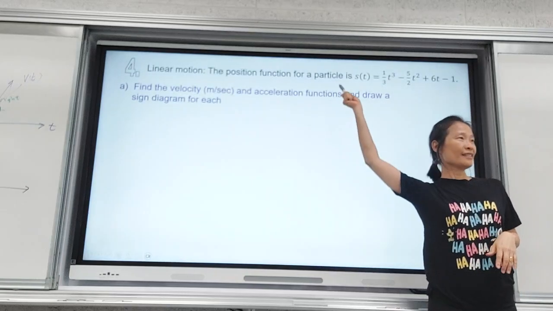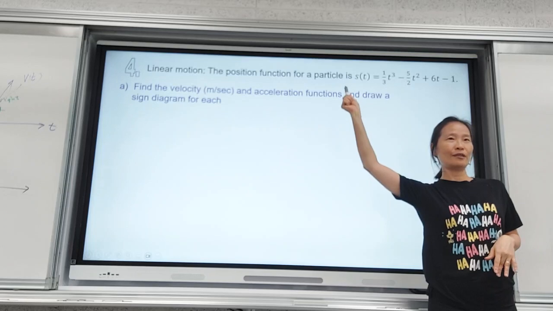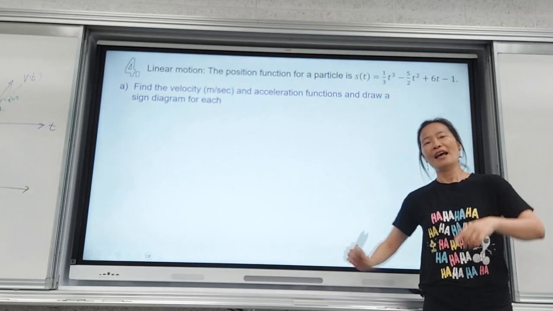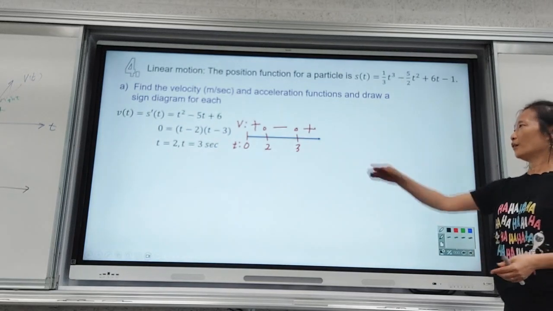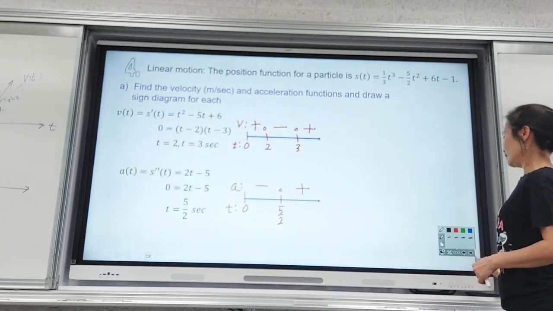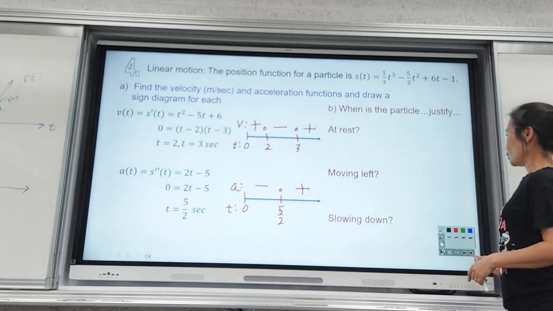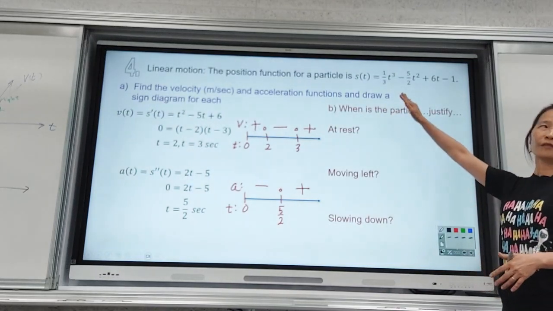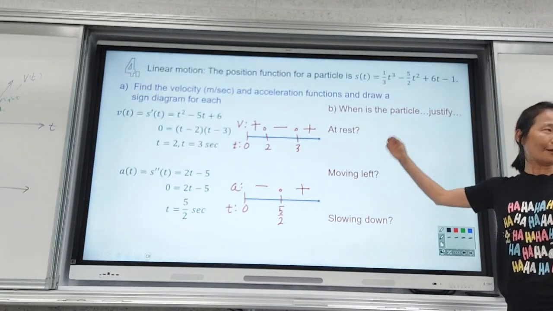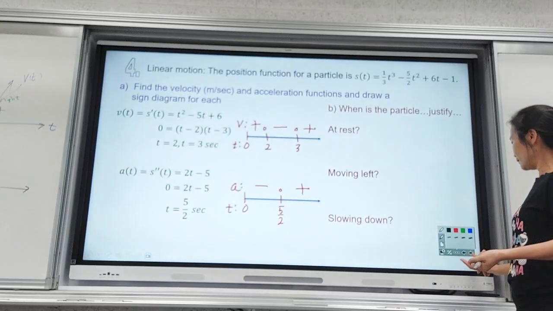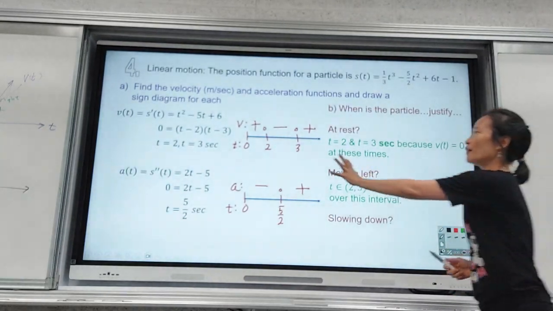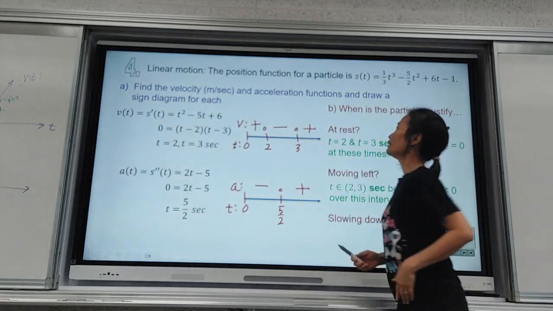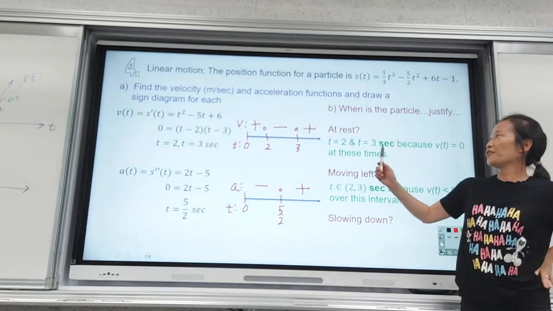We already did this, so I won't go through this again, okay? This is exactly the same as the warm-up question. So you find the derivative, create the sign diagram, so you can answer, is the particle moving to the right, to the left, at rest, speeding up, slowing down. Oh, okay, since I already gave you this graph, let's just look at the answer.